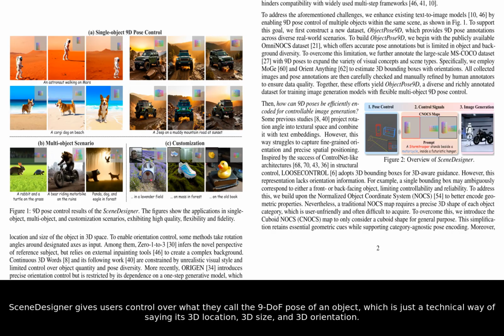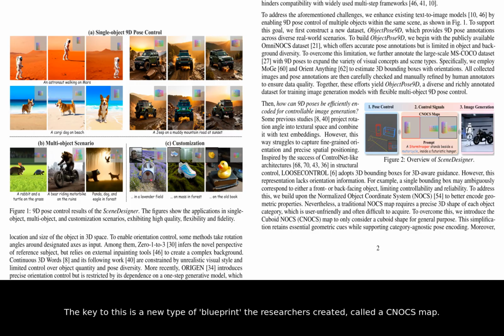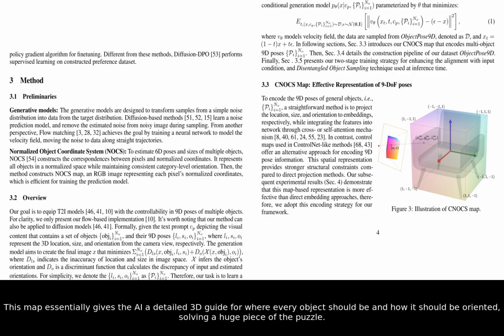SceneDesigner gives users control over what they call the 9DoF pose of an object, which is just a technical way of saying its 3D location, 3D size, and 3D orientation. The key to this is a new type of blueprint the researchers created, called a CNOCS map. This map essentially gives the AI a detailed 3D guide for where every object should be and how it should be oriented, solving a huge piece of the puzzle.